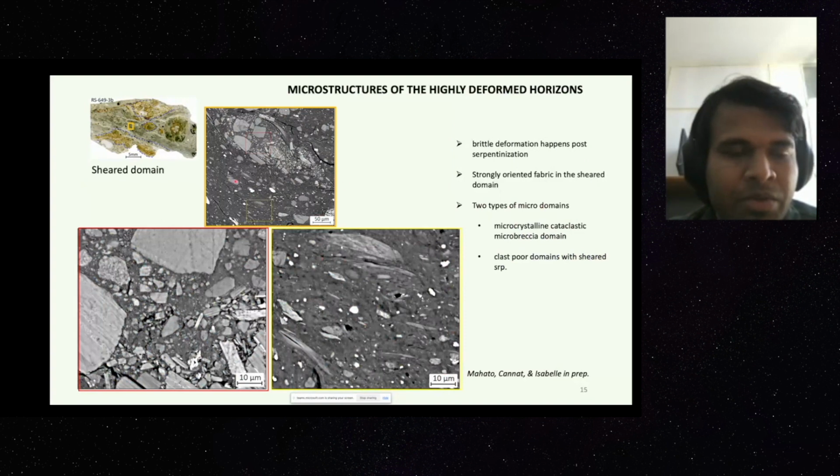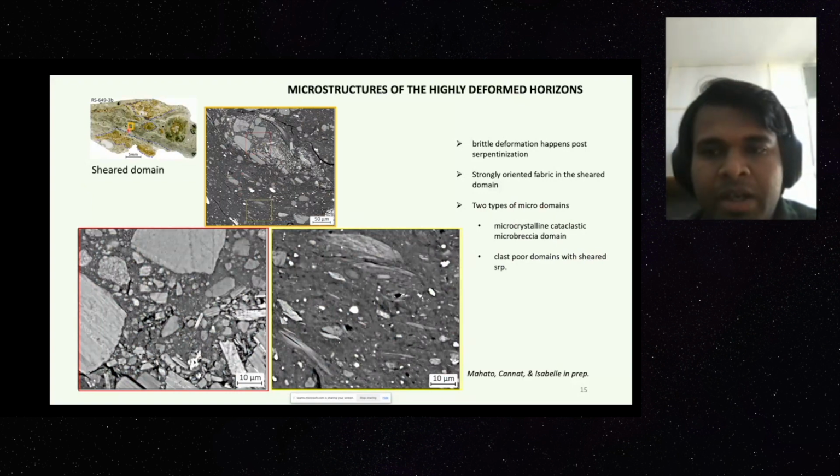So here you see a BSE image from the same clast core domain, and you see in this image an island of clast-rich area which is surrounded by clast-poor matrix. A closer look at this clast-rich area, we see that this area is made up of microcrystalline cataclastic micro-breccia domain, and the surrounding area, which is relatively clast-poor, is made up of sheared serpentine.